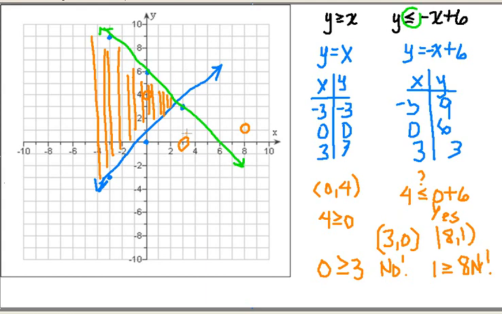If I'd picked a point here, let's just pick 3, 7. The first would have been true, 7 is greater than or equal to 3, but the second one wouldn't have been true. Is 7 less than or equal to minus 3 plus 6? So is 7 less than or equal to 3? The answer would have been no, so that rules out that region. So only one of the regions will hold true. And because my lines are solid, I can include any point on the line in this solution as well. Hope this answers your question.